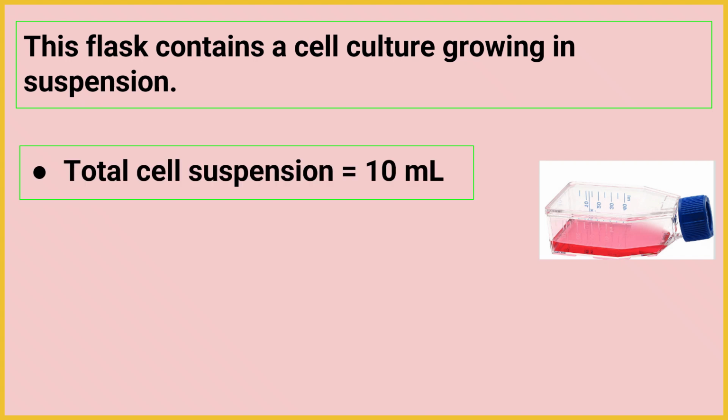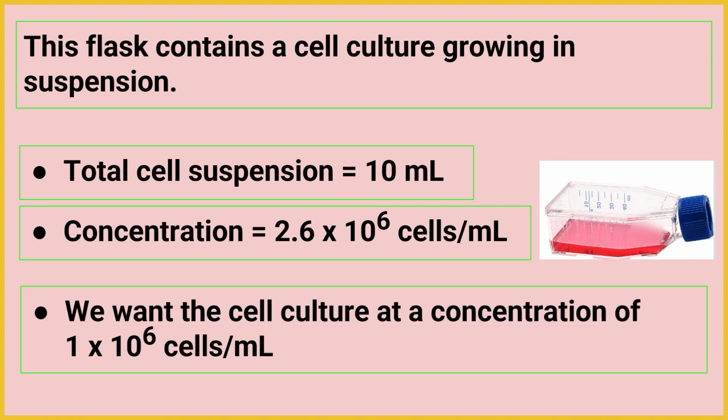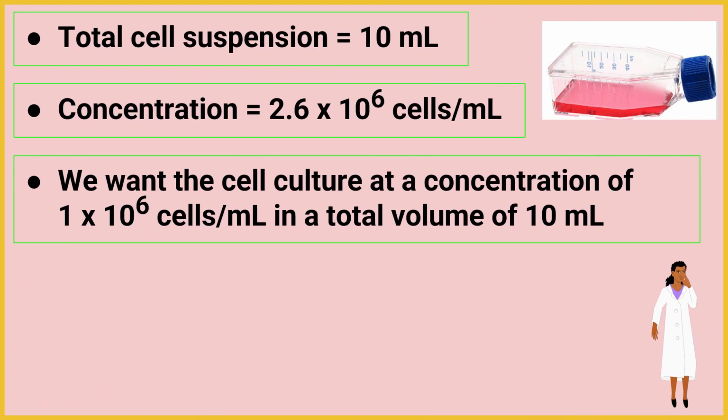The total cell suspension equals 10 milliliters. The concentration of the cell suspension equals 2.6 times 10 to the 6 cells per milliliter. We want to split or passage the cells so that the cell culture is at a concentration of 1 times 10 to the 6 cells per milliliter. We will go through two methods of calculation that can be used.